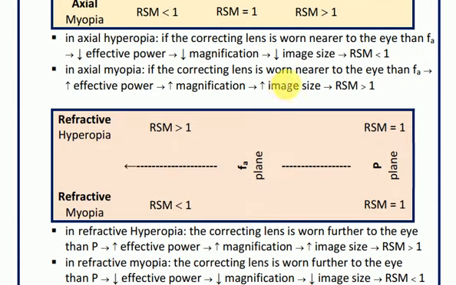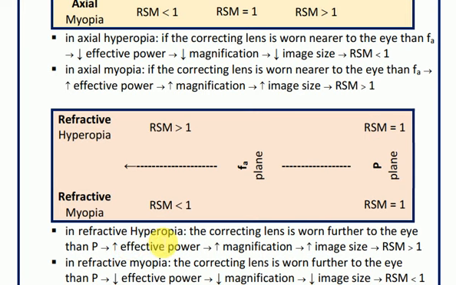So in axial myopia, increased image size, and in refractive myopia, decreased image size. Axial hyperopia, decreased image size. Refractive hyperopia, increased image size. So simply remember that contact lenses in axial myopia have a magnifying effect, and all the others are the reverse of this.